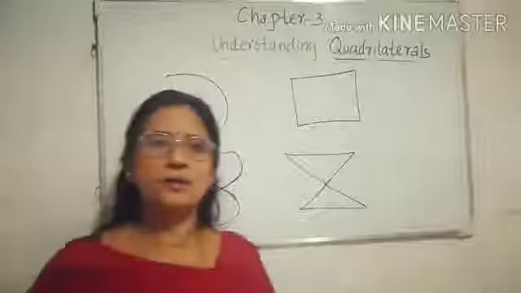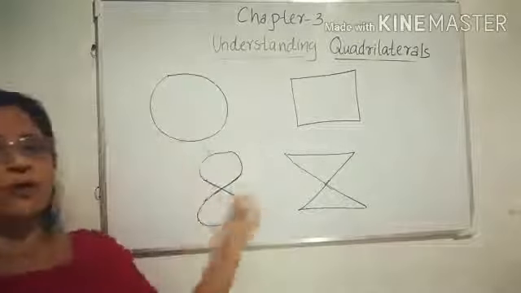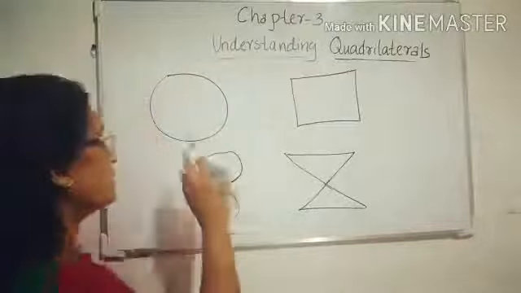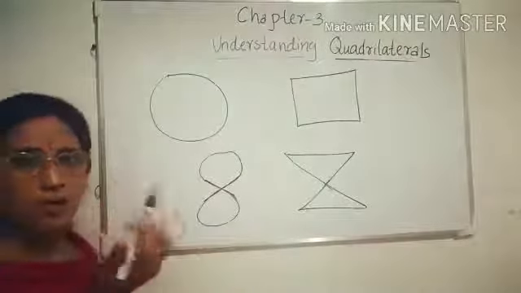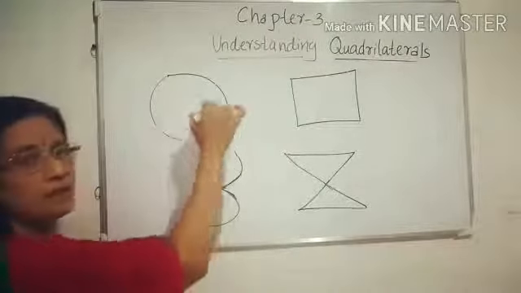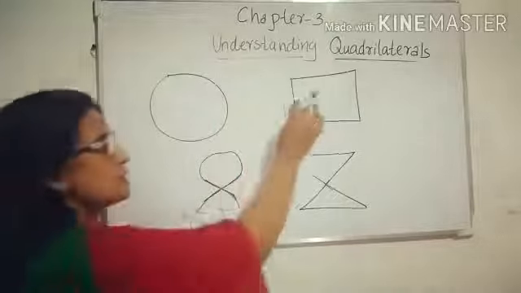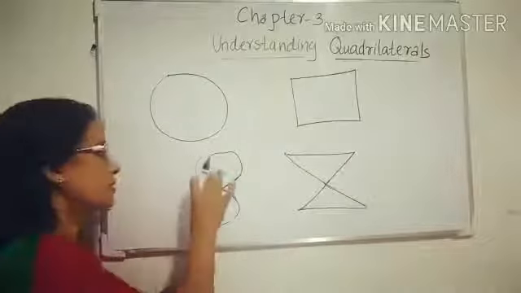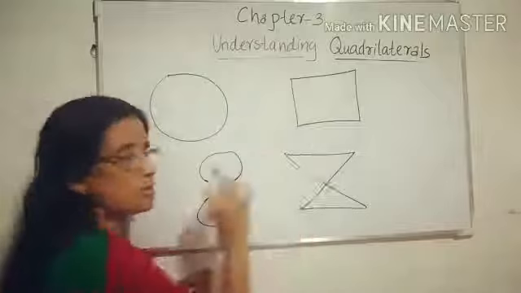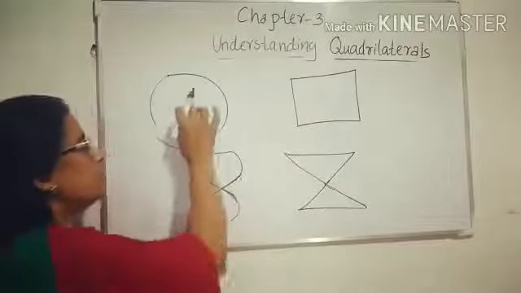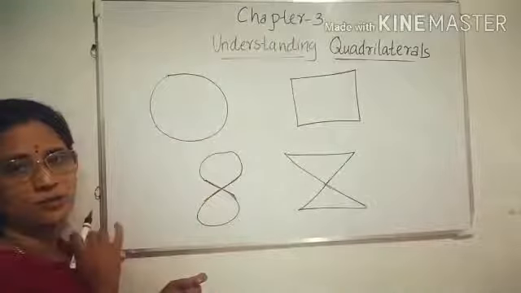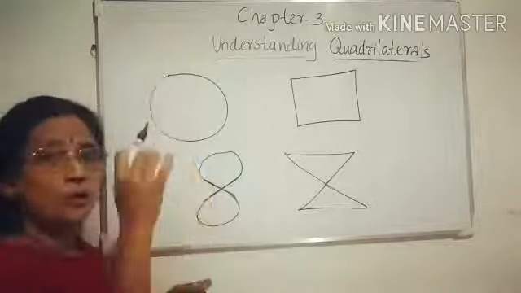Let us continue our topic. Here also 4 examples are given. First one, you have already learned, it is a closed curve. It is also a closed curve. It's also a closed curve and this is also a closed curve. So what is the speciality of this one? It is a closed curve.